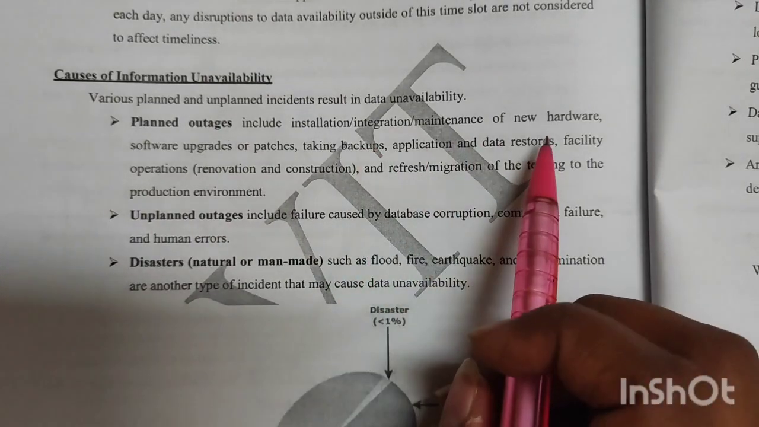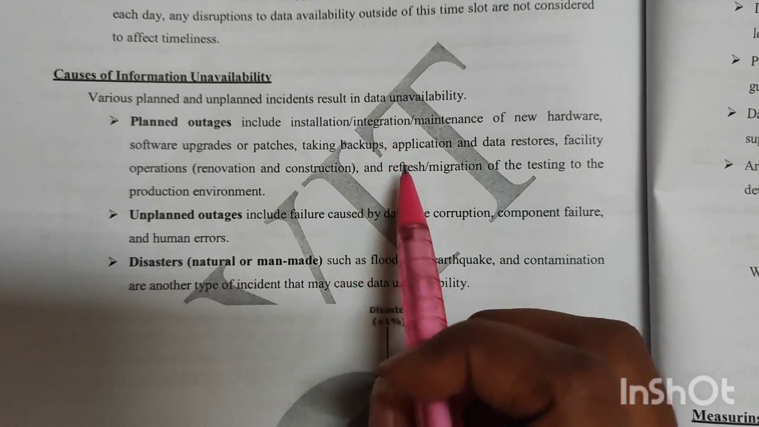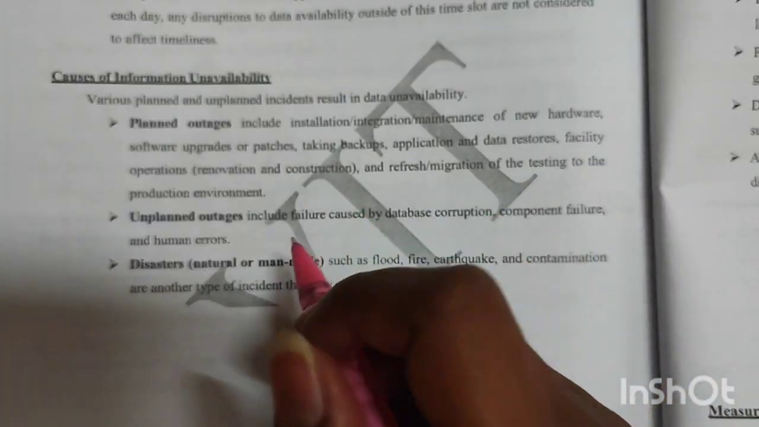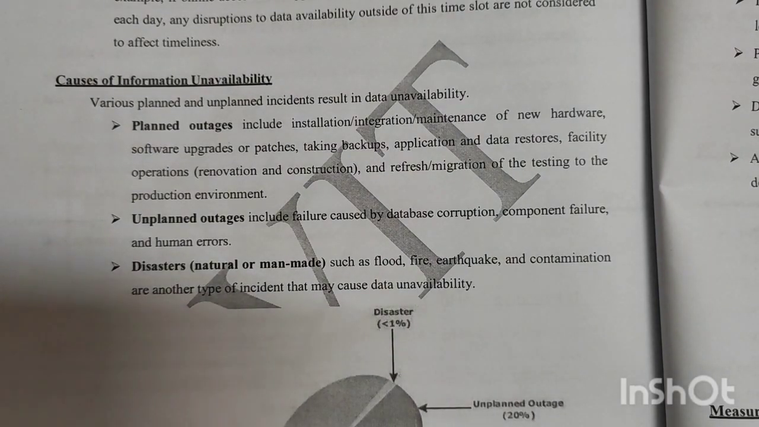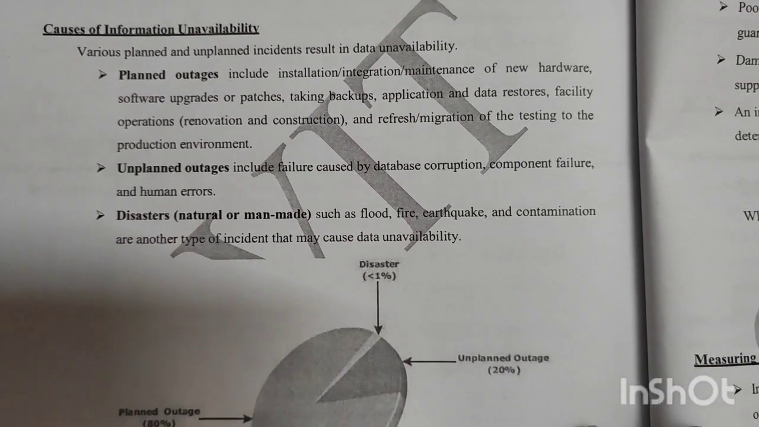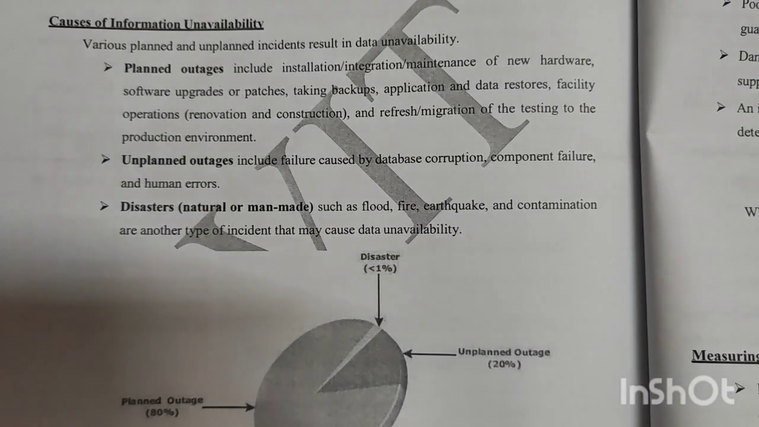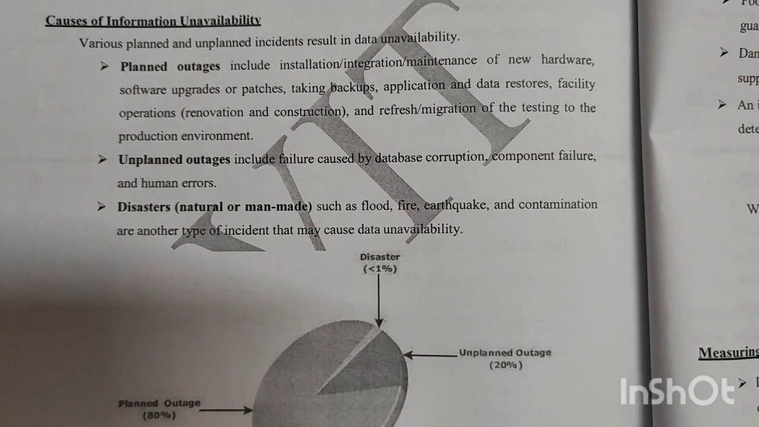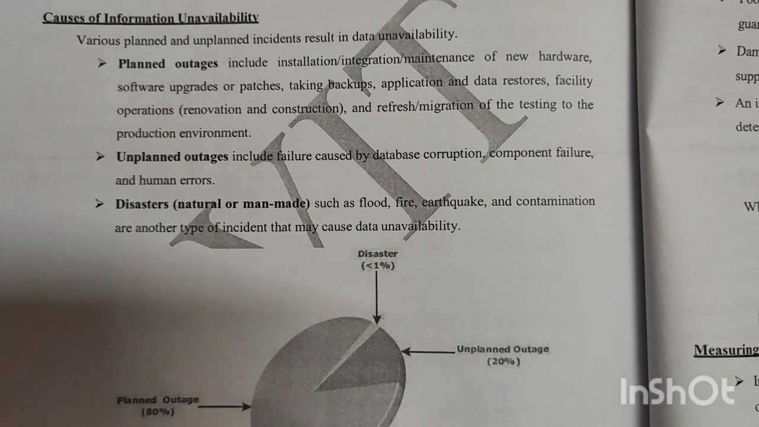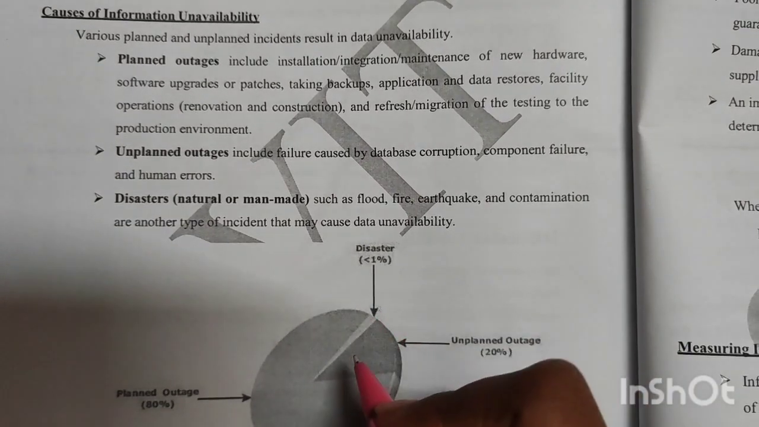What happens in planned is, you already know what you're going to do in this maintenance. All this maintenance, installing new hardware, taking backups. At that time your system will be down for a while, right? So that is your planned outages. And then you have unplanned outages. That is when your database gets corrupted, or a component failure happens, or there are human errors. Disasters can be natural or man-made, like floods and earthquakes. Those are exceptions where your business can have outages.